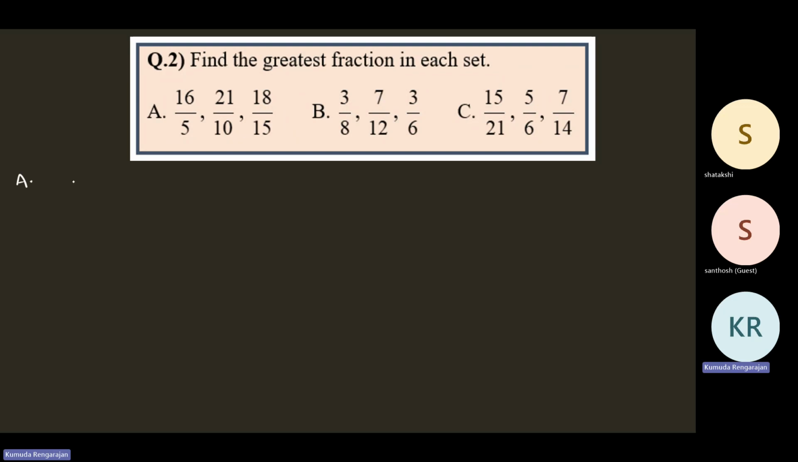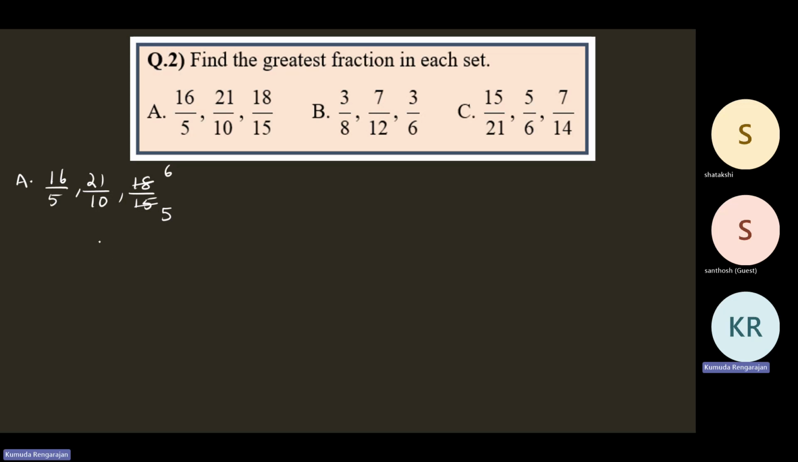Whenever it is possible to simplify the fractions, you can simplify them. So we have 16 by 5, 21 by 10, and 18 by 15. But this can be simplified: 3 sixes are 18, 3 fives are 15. So this is 6 by 5.